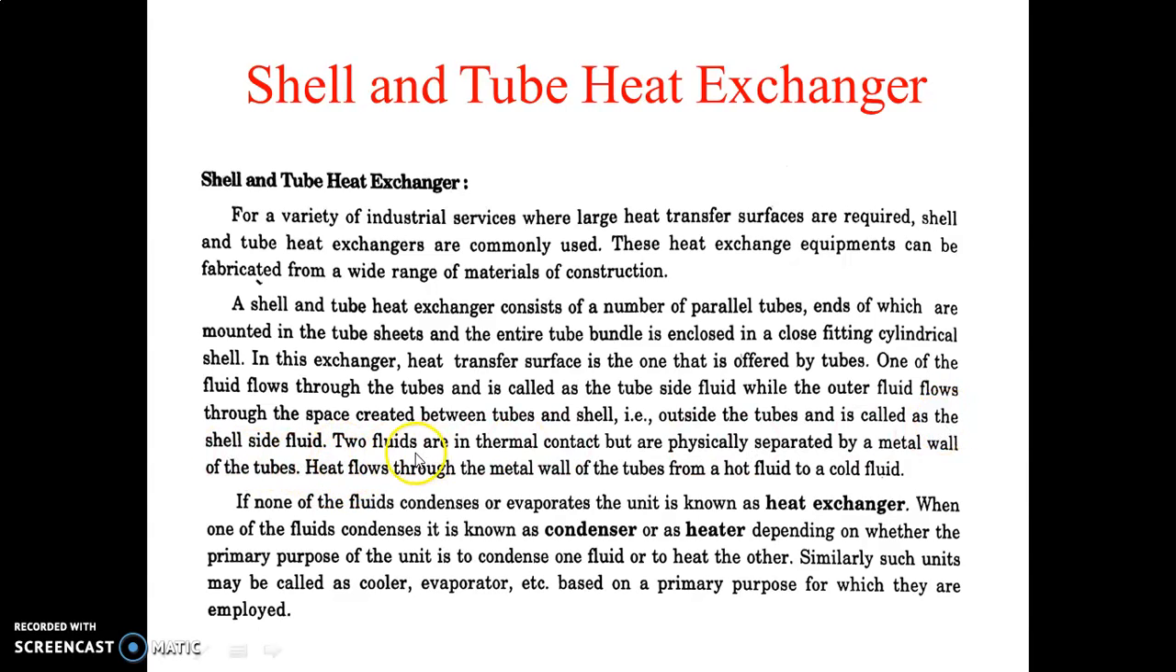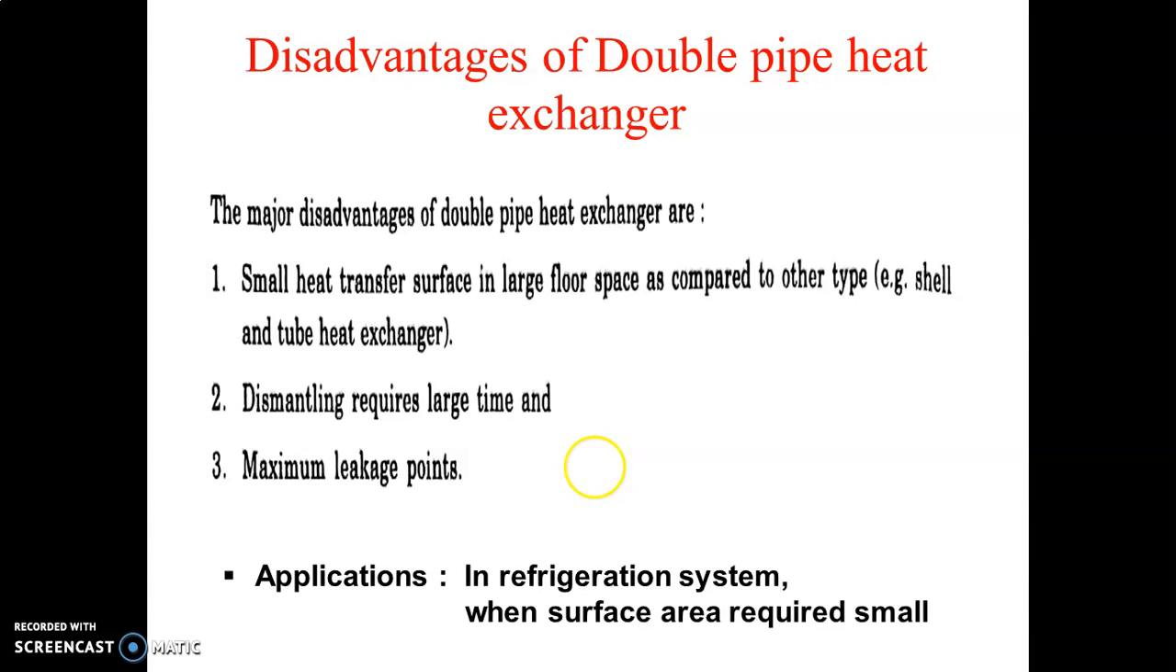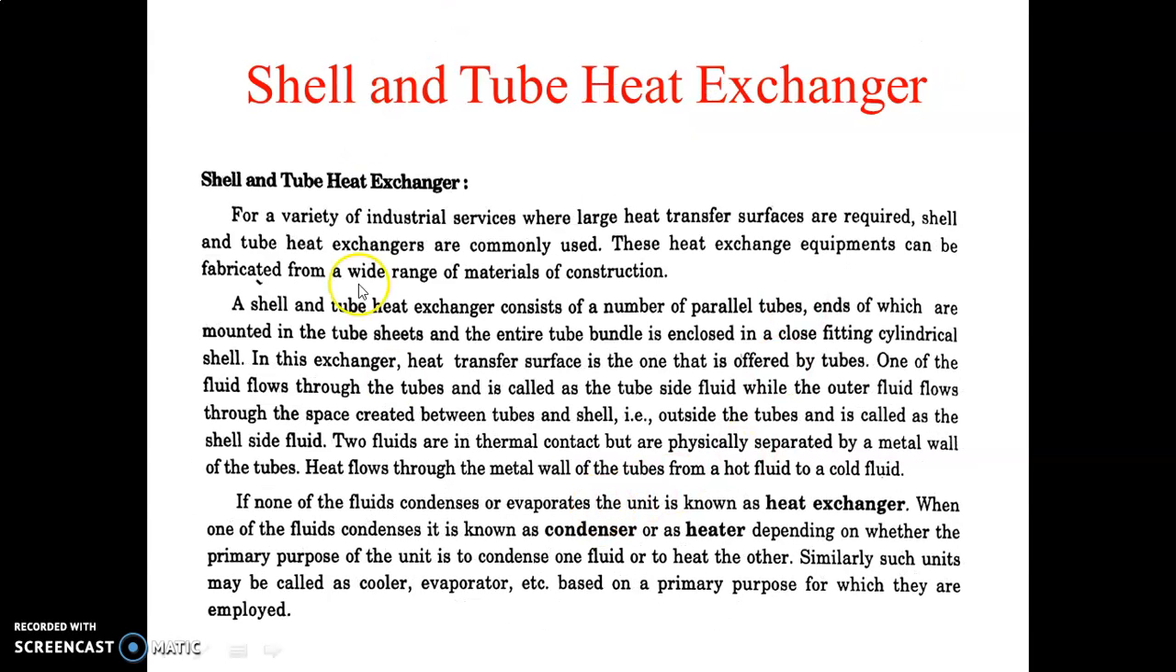Note that these two fluids are in thermal contact, but they are physically separated by the wall of the metal. That means they can transfer heat from one point to another point, but they are not in physical contact. That means they are not mixed with each other. And heat flows through the metal wall of the tubes from the hot fluid to the cold fluid.